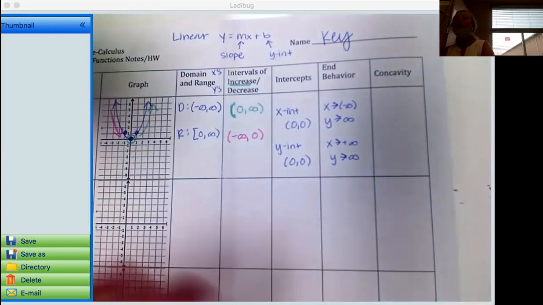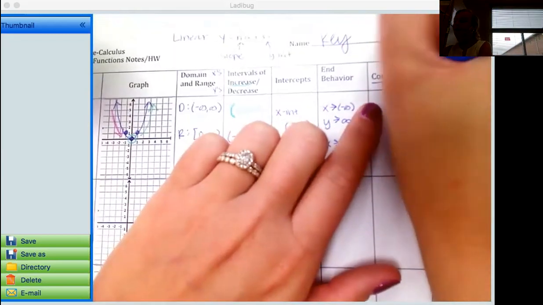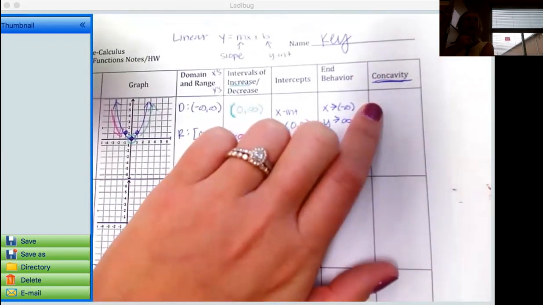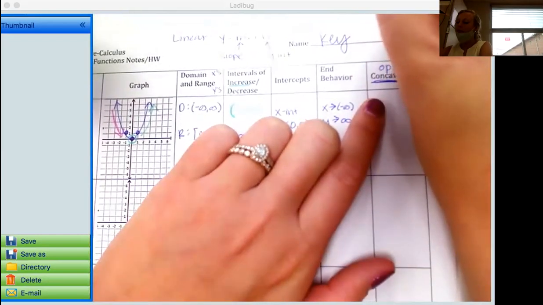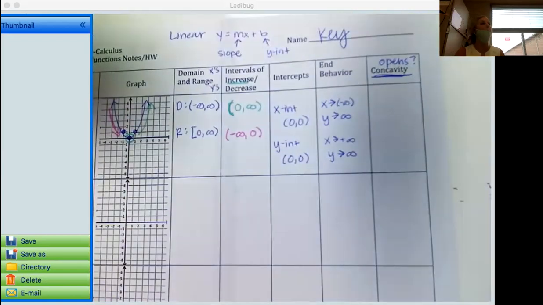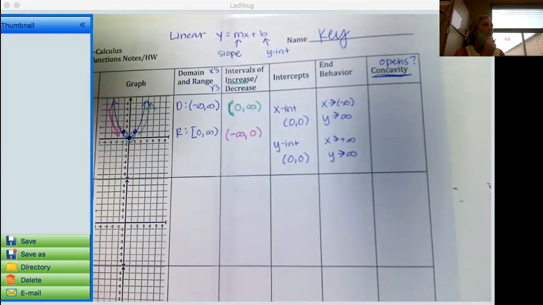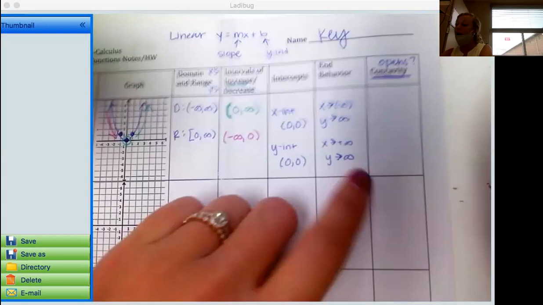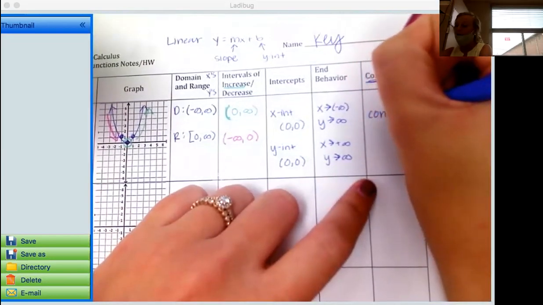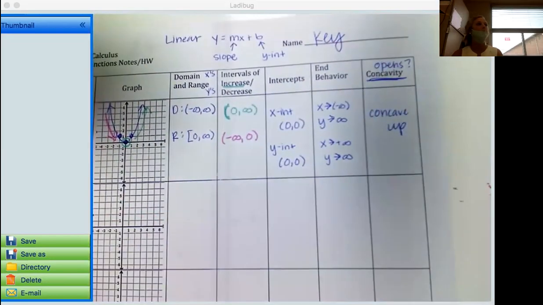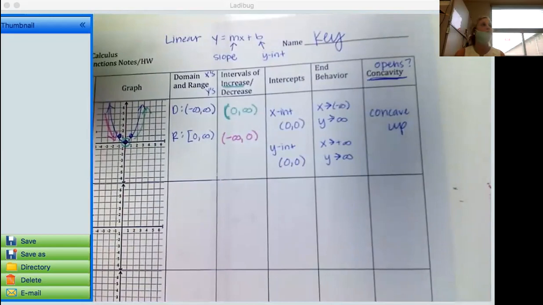Very good question. All right, concavity is just a funky math name asking you how it opens. Okay, so it's up. So you would call this concave up. You need to know that word concave for if you go on to pre-cal.